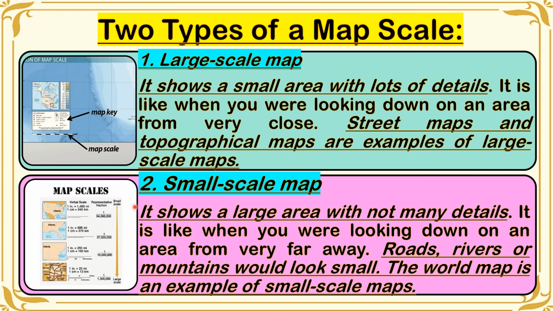Now, a small scale map shows a large area with not many details. It is like when you are looking down on an area from very far away. So roads, rivers, or mountains would look very small. The world map is an example of a small scale map.